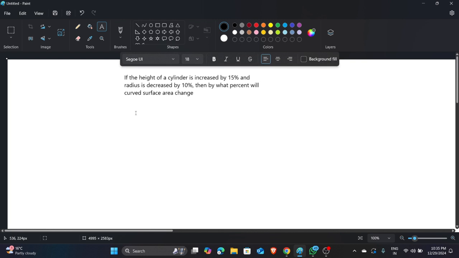Okay, so first of all, you have to know the formula of curved surface area. The curved surface area formula of a cylinder is nothing but pi r h. I write curved surface area in capital. Curved surface area is nothing but pi r h, where r is the radius and h is the height.